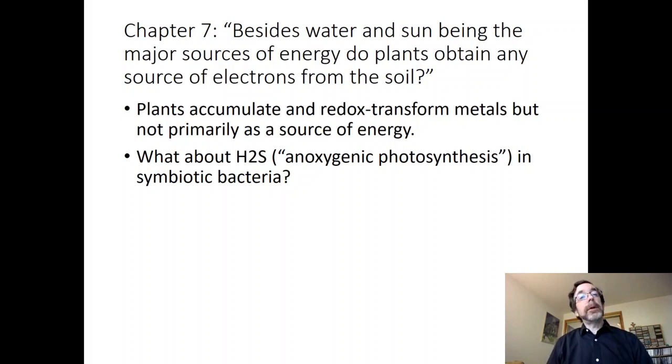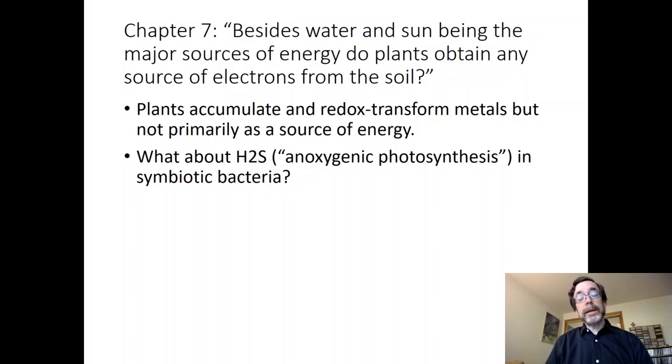Bacteria can still do these different kinds of photosynthesis, and so maybe the plant can't do it, but maybe there are some symbiotic bacteria that can do it and then pass it to the plant. As it adds up, I think that if it happens, it's kind of a curiosity, rather than something that really affects how energy moves through the biosphere.